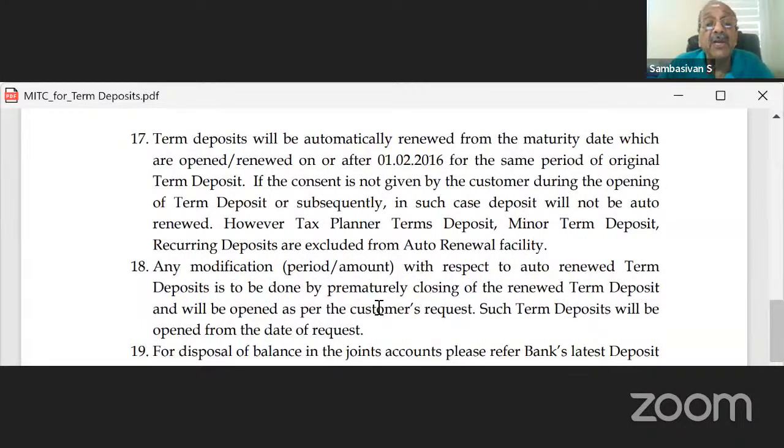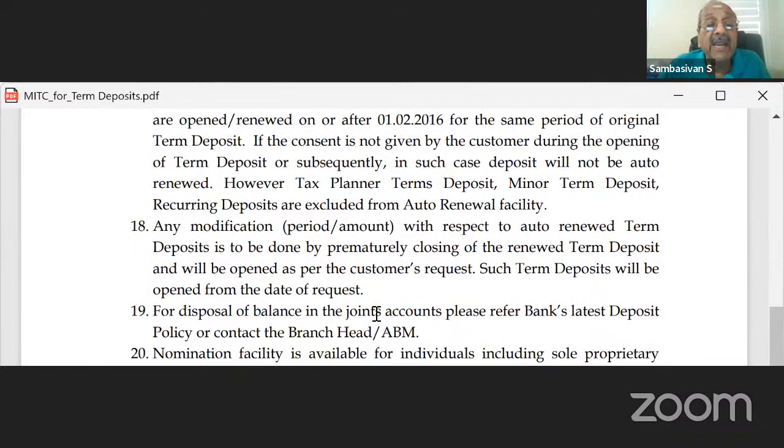Any modification of period or amount with respect to an auto renewed term deposit is to be done by prematurely closing the renewed term deposit. That means a particular deposit has been auto renewed and you go there after 3 days. It cannot be renewed from the old date. It has to be renewed from the revised date.